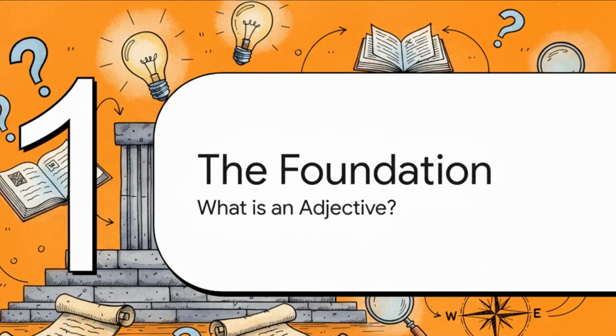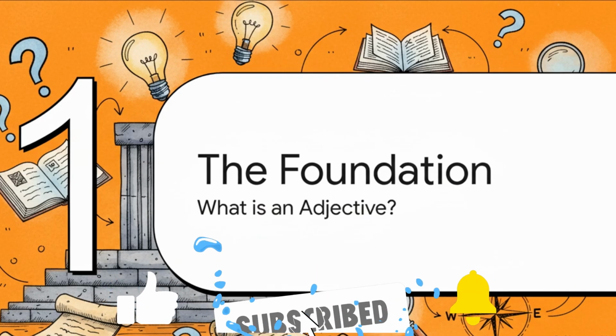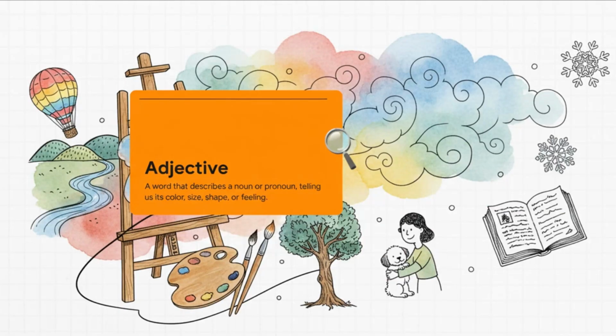All right, let's start from the ground up, with the foundation. We're going to tackle the most basic but most important question of all. What is an adjective anyways? Seriously, just take a second to think about this. When you're talking about, say, a car, or a house, or even how you're feeling, how do you add those little details? You know, the color, the size, the vibe? What are those words that do all the heavy lifting? You guessed it, they're adjectives.